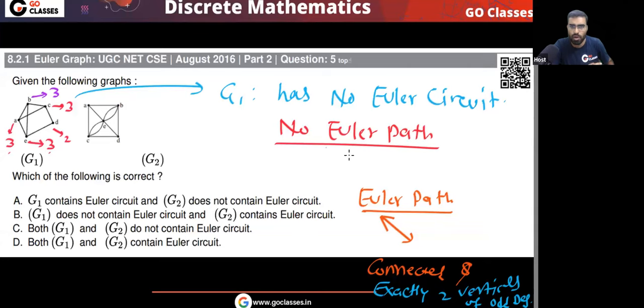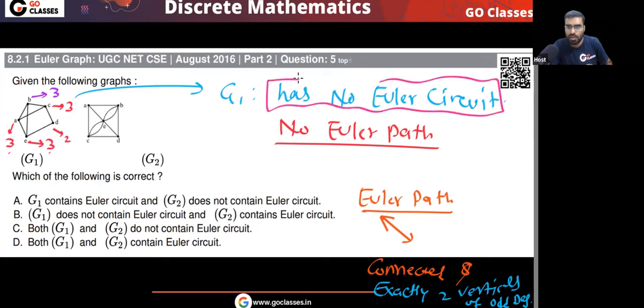So I can say there is no Euler path. There is no Euler circuit. Because there is no Euler circuit, I can say this is not an Euler graph. This graph G1 is not an Euler graph. So here you can notice G1 does not contain an Euler circuit. So I can say option A is gone, option D is gone.